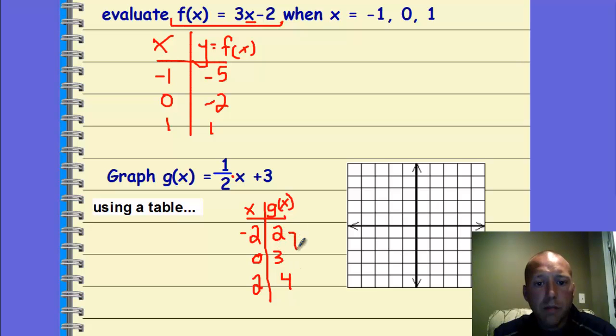And I can see a pattern that's involved here. That pattern will continue on for these functions. So -2, 2, 0, 3, and then 2, 4. Then I can connect them.